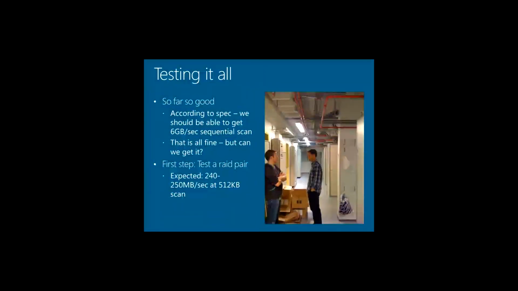So on paper, we've got a system that will do exactly what the customer needed it to do. Let's see if we actually achieved that. So the first step is we test one RAID pair. We configure one pair of disks on a shelf as a pair and see if we can read 240 to 250 megabytes per second.